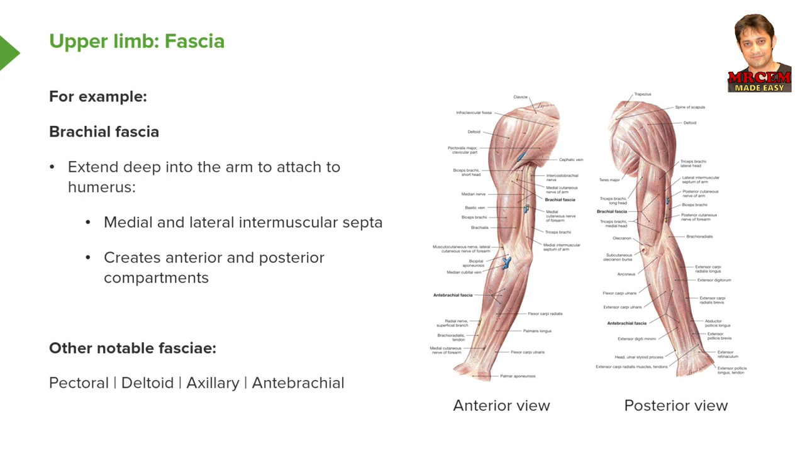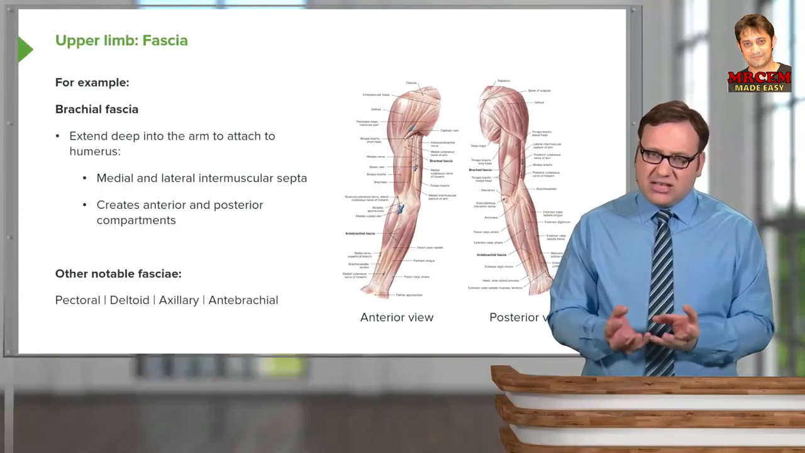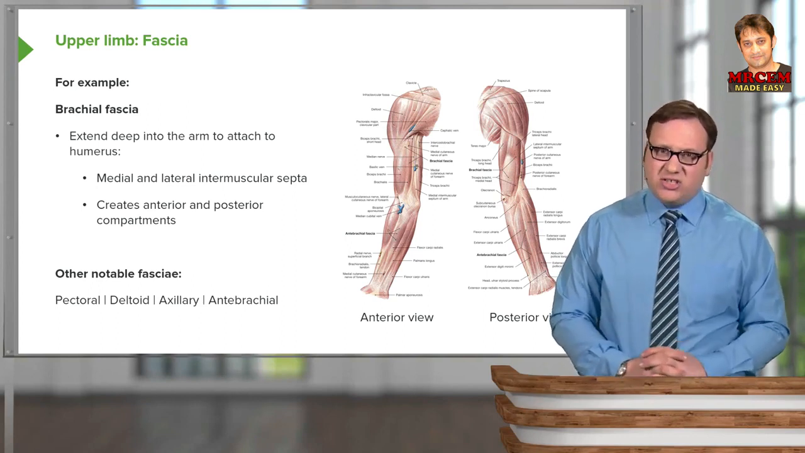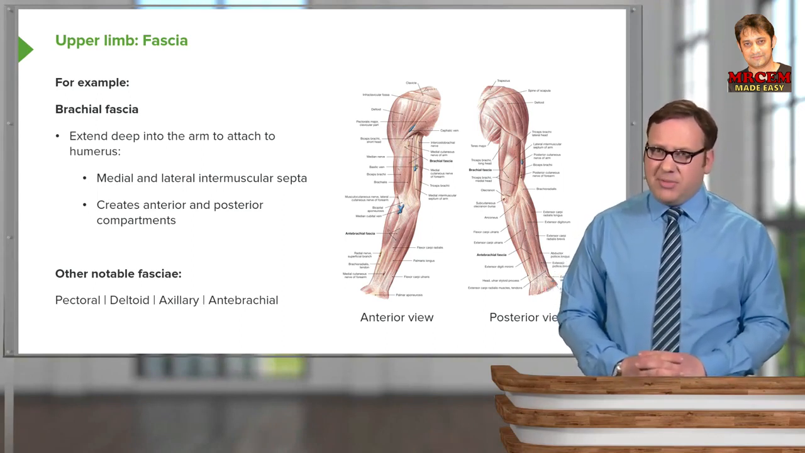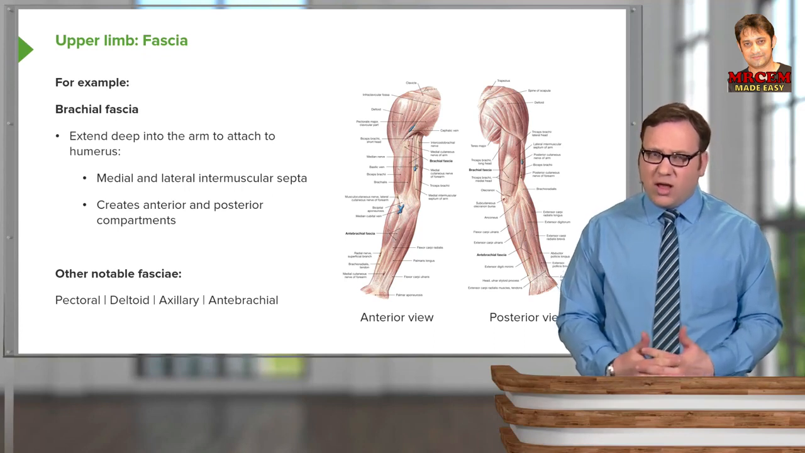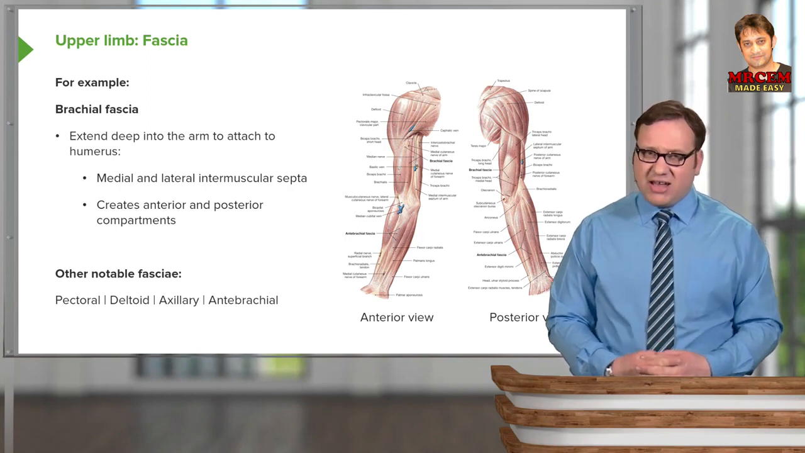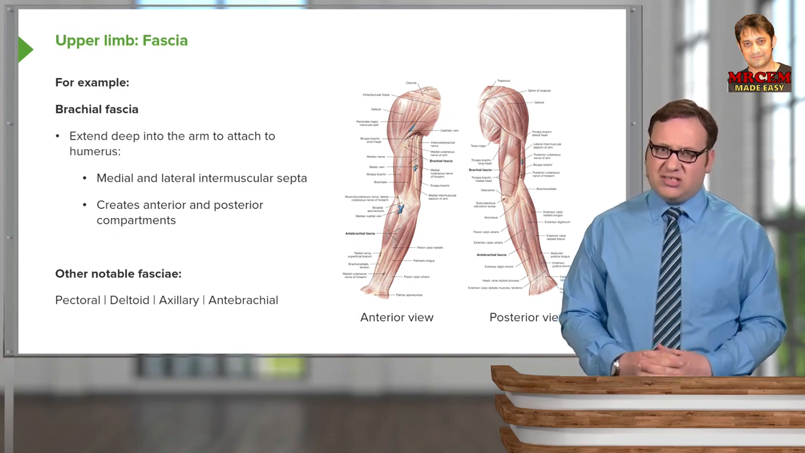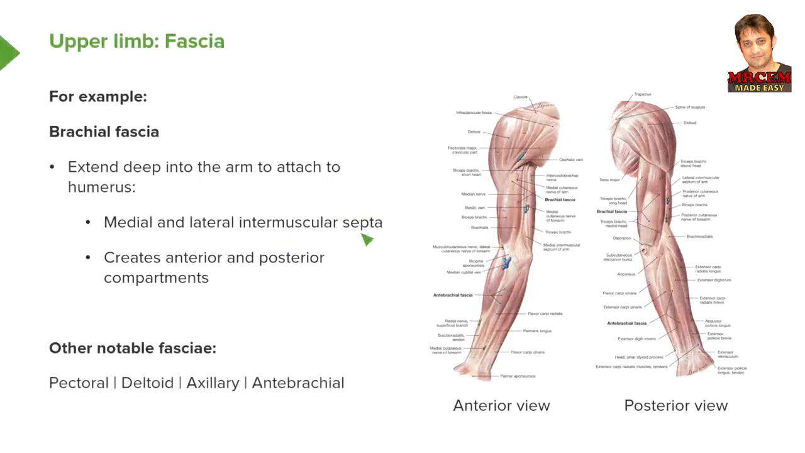Some important features of it: it also extends between the muscles. So as well as just covering the muscles of the upper limb, it also extends deep into the arm, and it attaches to the humerus. And as we'll see later on when we look at the arm in more detail, there are in fact two compartments in the arm. And these compartments are created by the deep fascia passing down and attaching to the humerus. They form what are known as medial and lateral intermuscular septa.